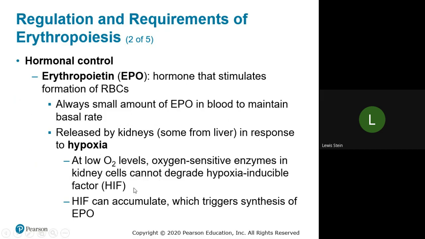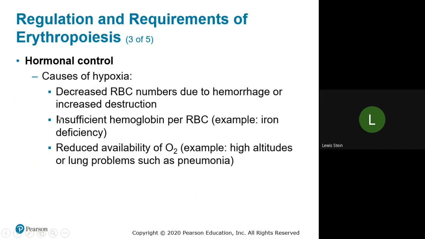Okay? Kidney cells cannot degrade hypoxia inducible factor, so it accumulates and triggers the response. So they give you the pathway that's there. Not a big deal, just understand negative feedback: low oxygen promotes the release of erythropoietin. Here are the different causes. If you're not making enough or if you're losing some, either by hemorrhage or destruction. So that is an insufficient number of red cells, insufficient hemoglobin, and perhaps as common as any problem, iron deficiency anemia. So you can look at different ways that this occurs.